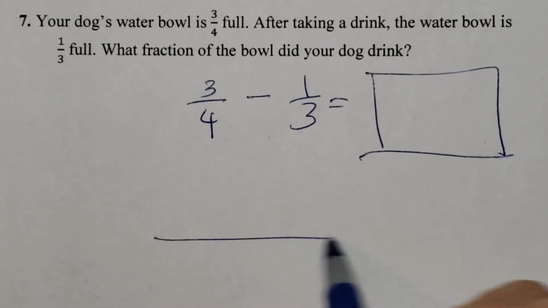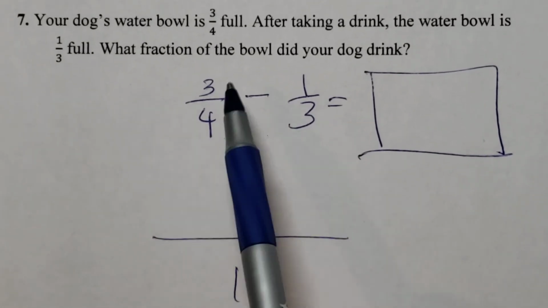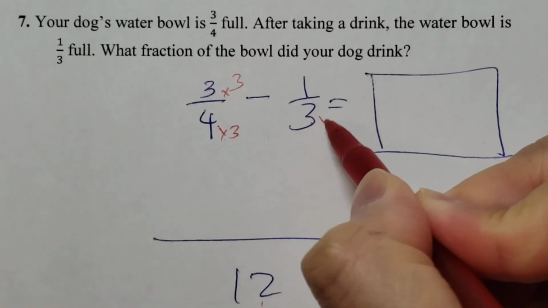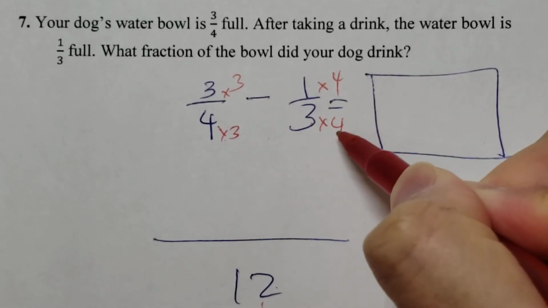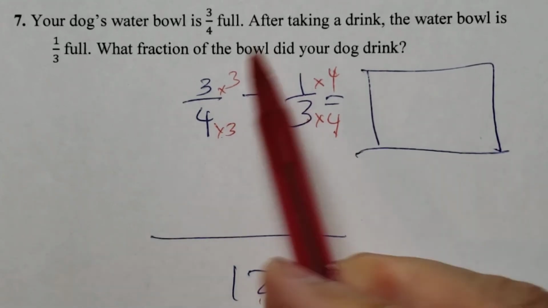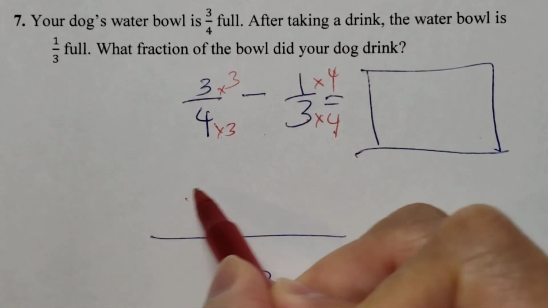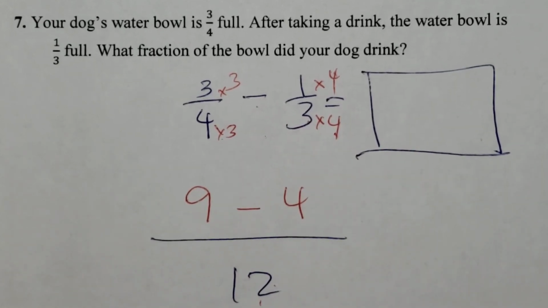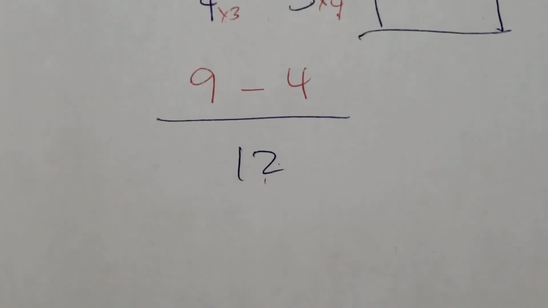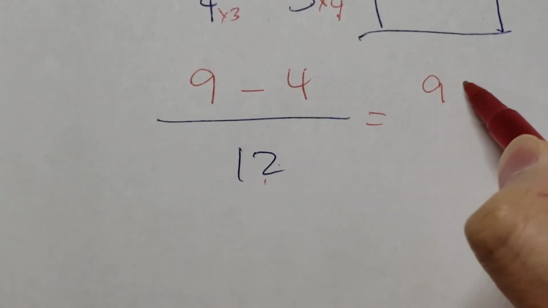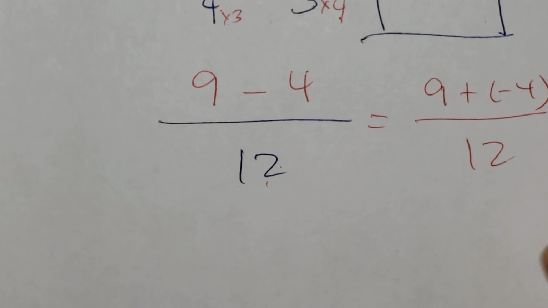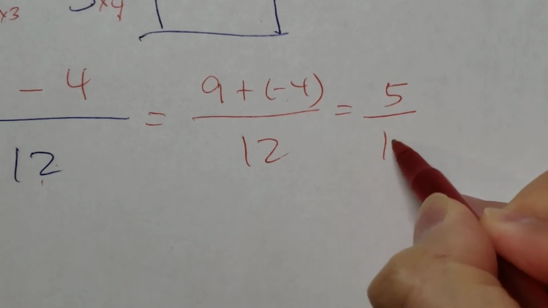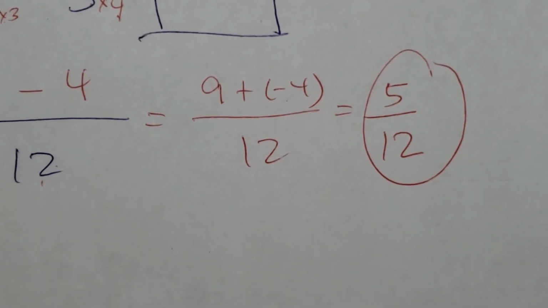We need to find the common denominator, and that is 12. So we multiply this by 3 to get 12. We multiply the 3 by 4 to get 12. So whatever you do on your denominator, do in your numerator. So 3 times 3 is a 9. This becomes minus, and that becomes a 4. Now, you said we're going to do keep change opposite. Absolutely. So let's change this into a keep change opposite: 9 plus a negative 4 over 12. And that should give us, what? 5 over 12 of the bowl. Okay? Hopefully that helps.